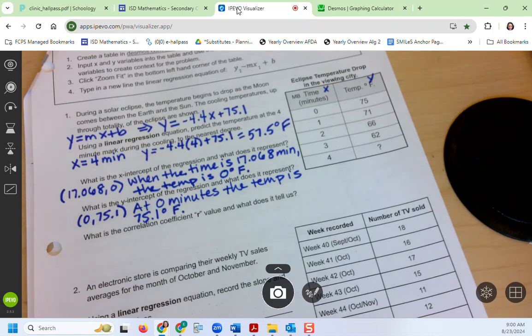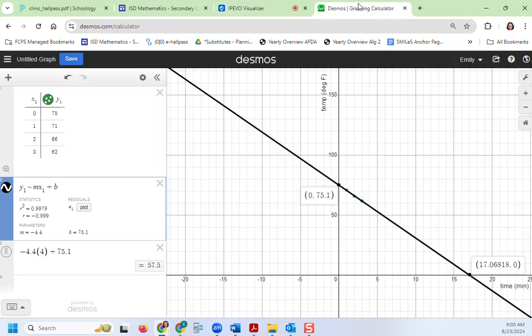All right, correlation coefficient R. Let's go back because it tells us that in Desmos. So it says that our R is negative 0.999. I'm going to write that on my paper. Negative 0.999.